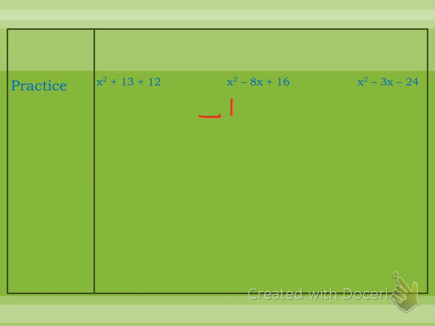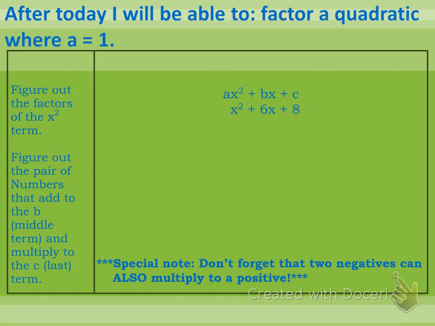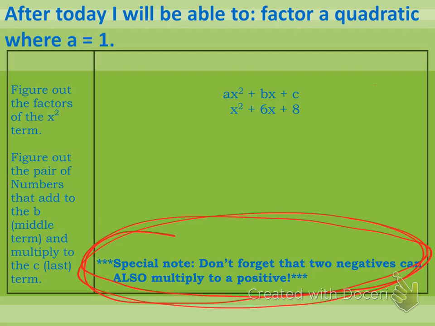Okay, what plus what equals negative 8? What times what equals 16? Okay, now I'm going to make it easy. 4 times 4 does equal 16, but if I go 4 plus 4, that does not equal negative 8. Okay, this is where we have to go back to that special rule. And remember that 2 negatives can also make a positive.